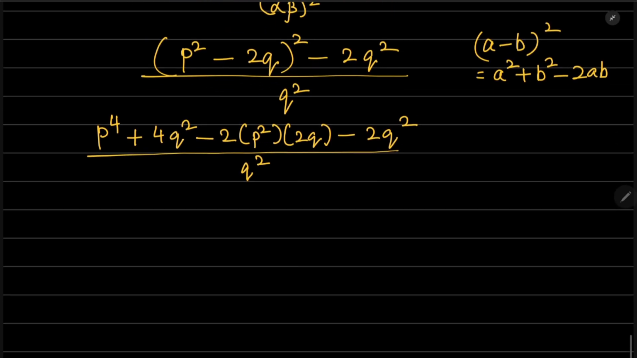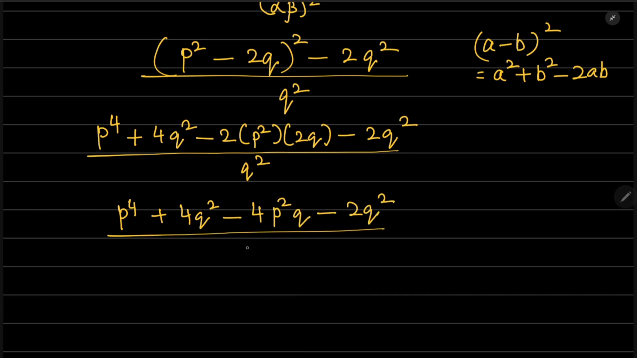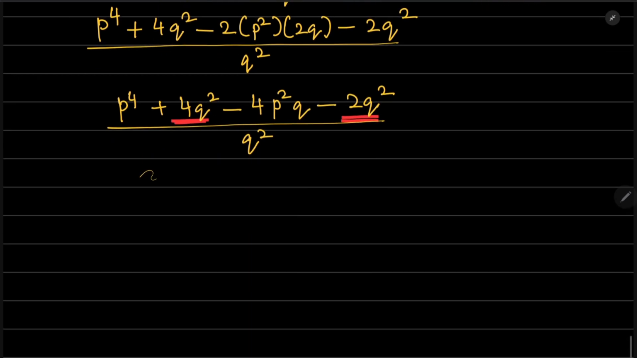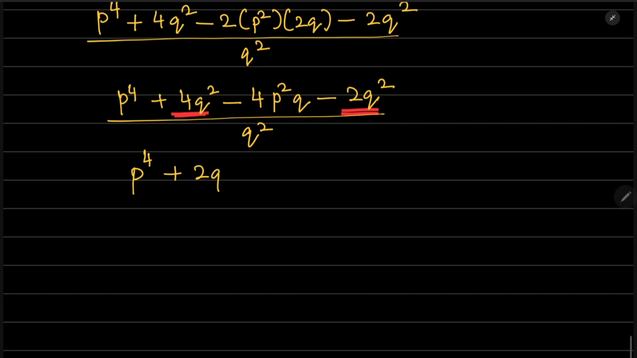Write it every step, please write it carefully. So you have p to the power 4 plus 4q square minus 4p square q minus 2q square, divided by q square. Now these two are like terms, so just combine them. What will you get? P to the power 4 plus, what is 4q square minus 2q square? It's 2q square, minus 4p square q, divided by the denominator q square.